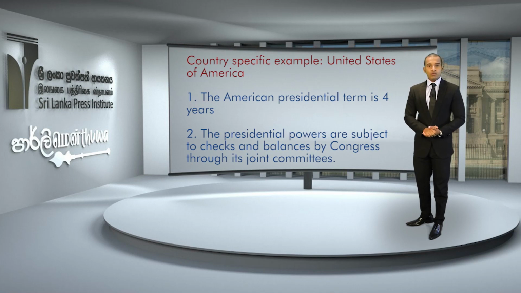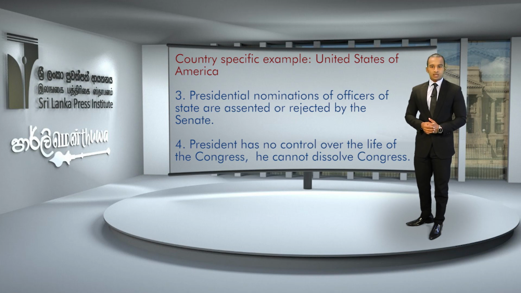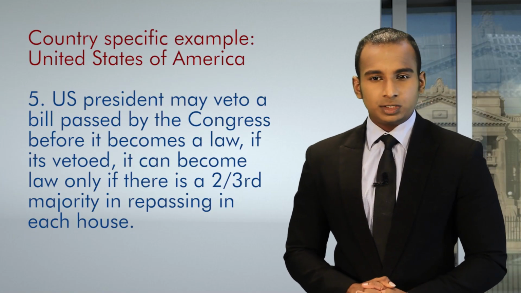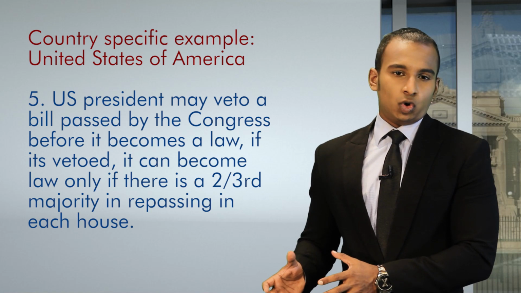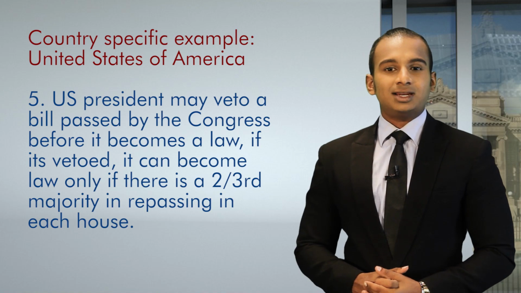The United States of America. The American presidential term is 4 years. The presidential powers are subject to checks and balances by Congress through its joint committees. Presidential nominations of officers of state are assented or rejected by the Senate. The president has no control over the life of the Congress. He cannot dissolve Congress. The US president may veto a bill passed by the Congress before it becomes a law. Now, if a bill is vetoed, it can become law only if there is a 2/3 majority in the repassing of that bill in each house.